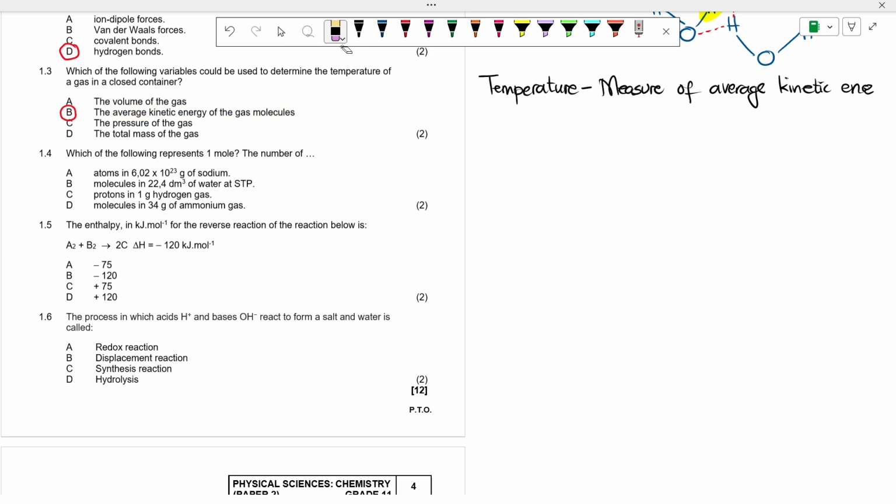All right. 1.4, which of the following represents 1 mole? Which one?